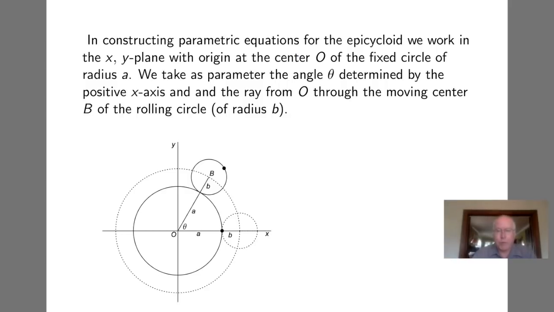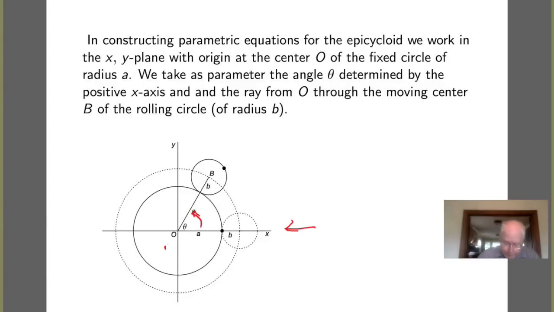which is the large circle in this picture. We're going to take as our parameter here the angle theta determined by the positive x-axis. It's right here, O, and then the ray through the center of the rolling circle. So this angle theta is going to be our parameter. So if the circle has rolled, so this angle from the center B, O along the x-axis makes angle theta, then what are the coordinates of the point P, which would now be up in that position?